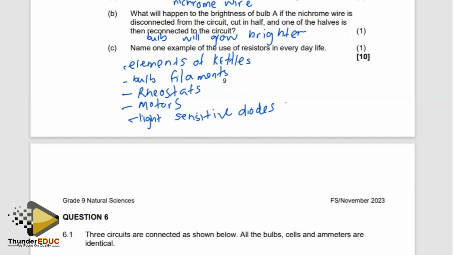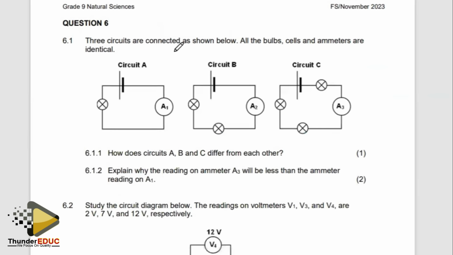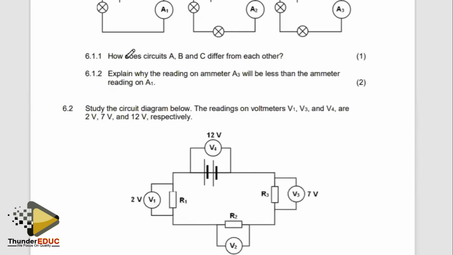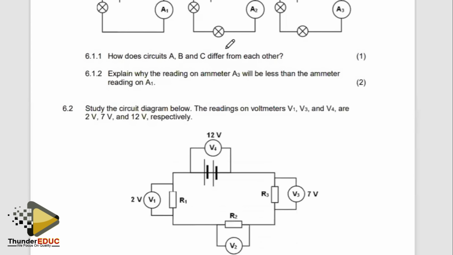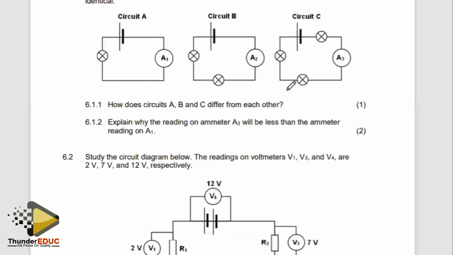Okay, now let's move on to question six. Three circuits are connected, as shown below. All the bulbs, cells, and ammeters are identical. We have circuit A, circuit B, and circuit C. In circuit A we have one bulb, in circuit B we have two bulbs, and in circuit C we have three bulbs. How do circuits A, B, and C differ from each other? Here you're seeing the number is increasing, so that's what you're going to say: the number of bulbs in series increases from A, B to C.